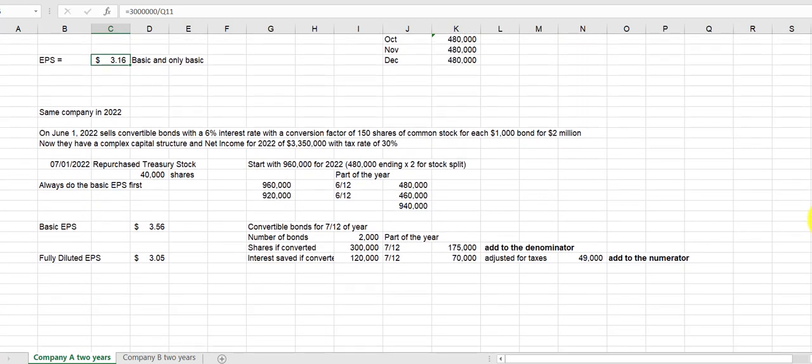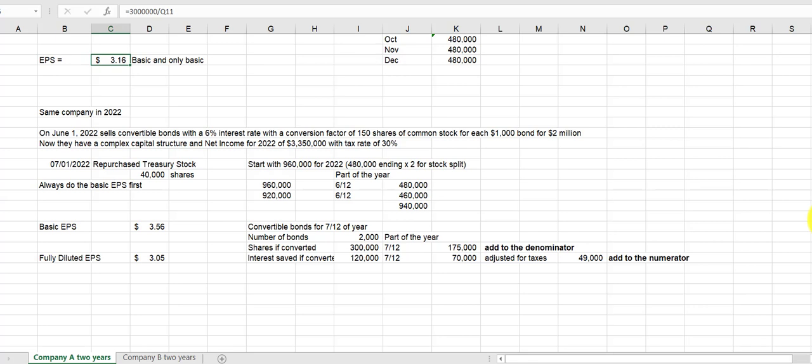Same company rolling forward, but this year, in 2022, they sell convertible bonds. Now we have a complex capital structure. These bonds have a 6% interest rate with a conversion factor of 150 shares of common stock for each $1,000 bond, and a total of $2 million. That means we sold 2,000 bonds, each of them $1,000 face value.